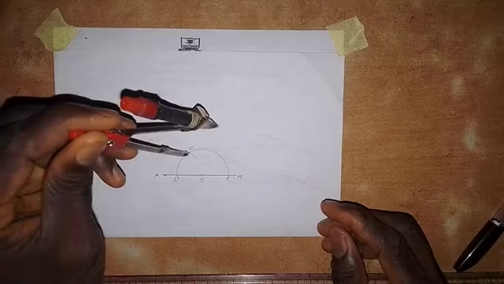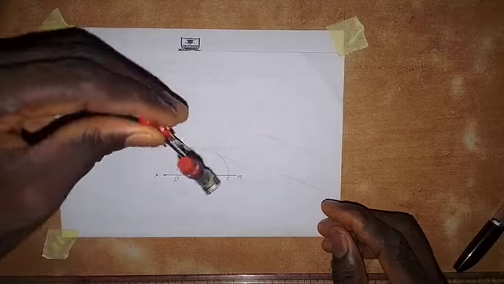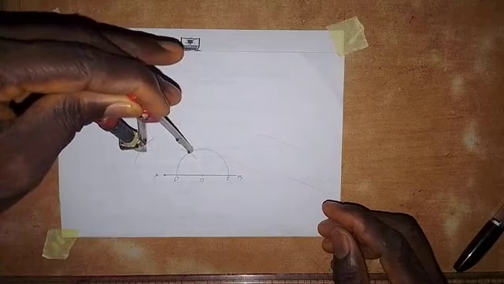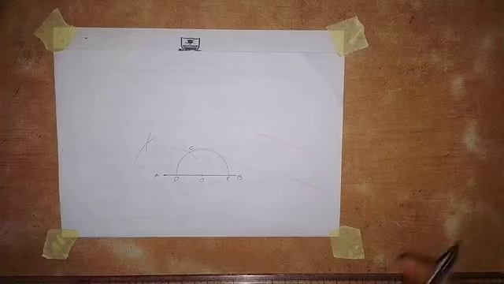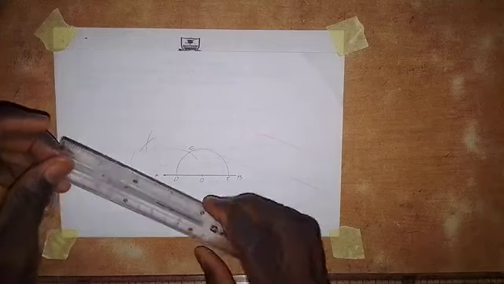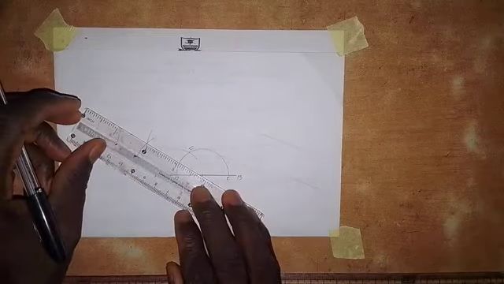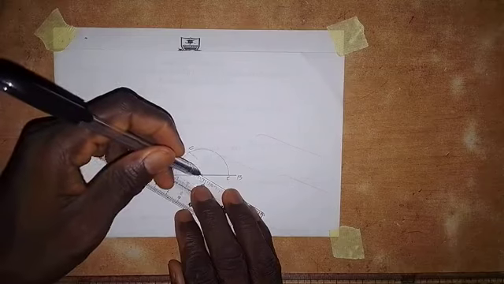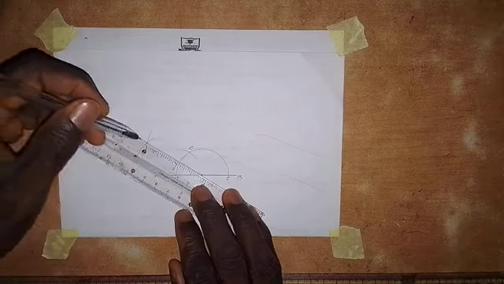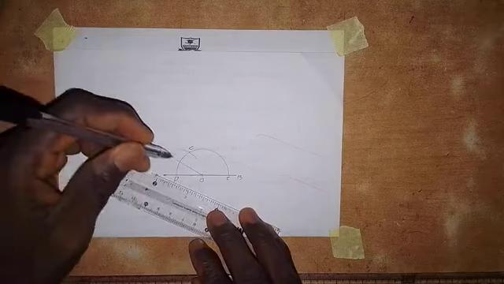Then with the same radius, put the pinpoint here at point C, and draw an arc to intersect this. So here we have what we have. By the time we draw a line from this point, passing through this point of intersection of the arcs, we have this angle. So we have taken out 30.